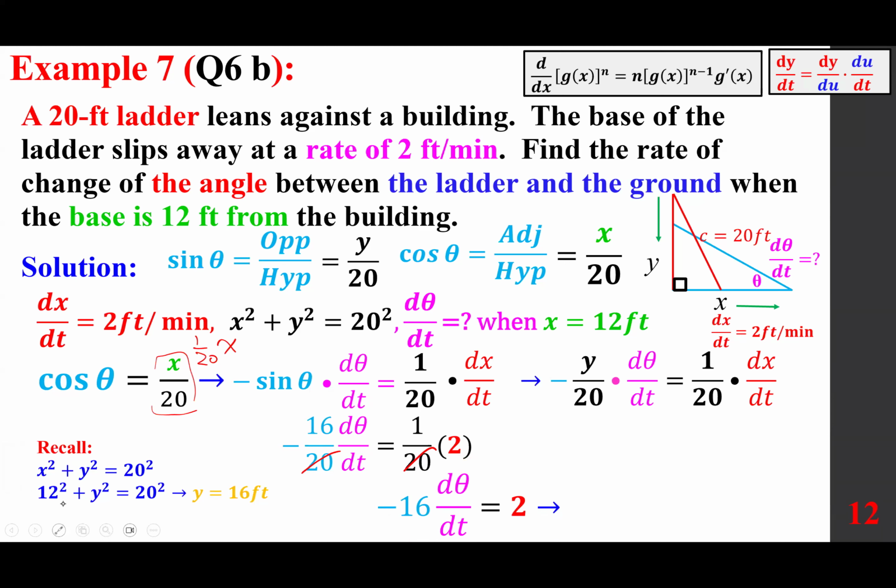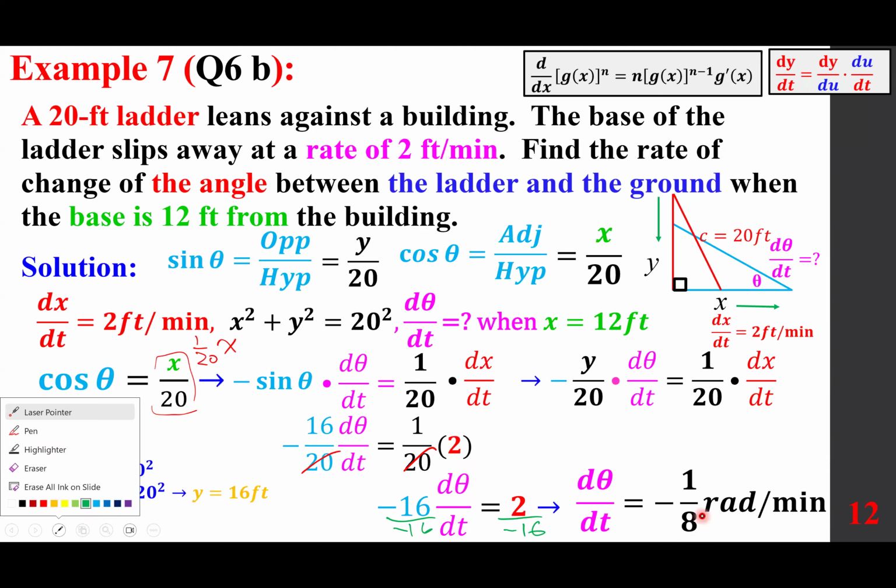And so we're going to divide by negative 16. And the result would be negative 1 over 8. Negative 1 over 8, what are the units? Units of the numerator over units of the denominator. Units of theta is always radians in calculus, and of course we know the time is in minutes. So negative 1 over 8 radians per minute.